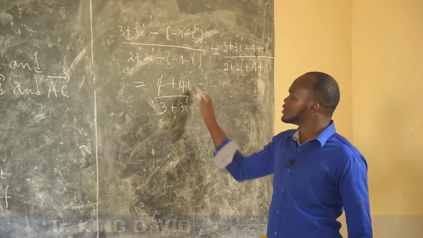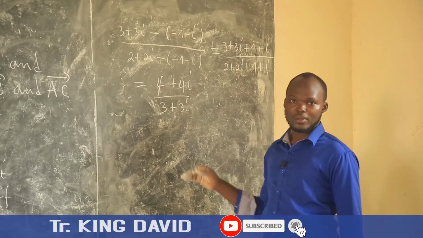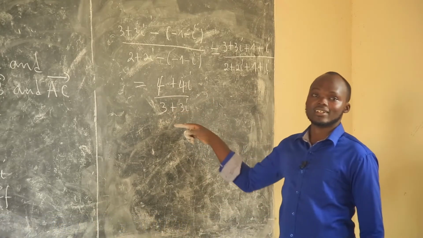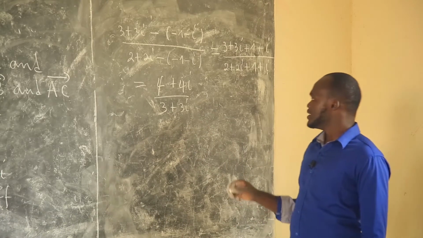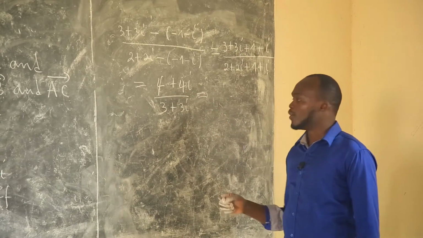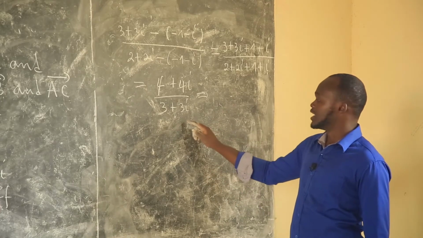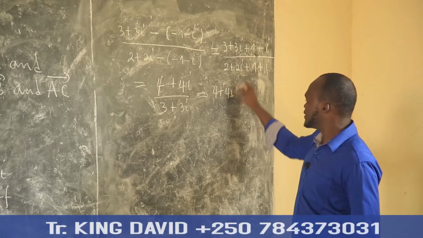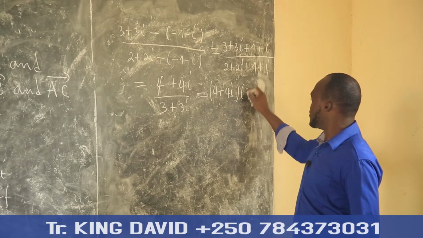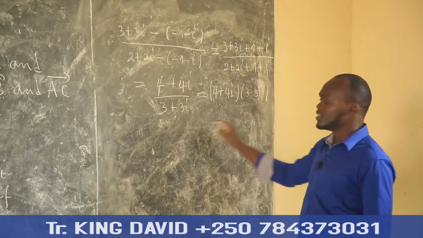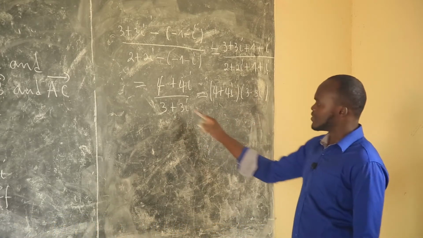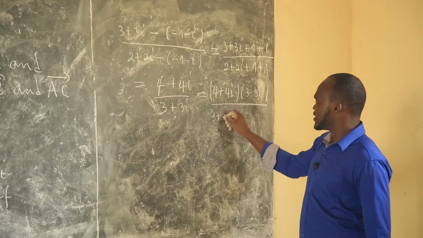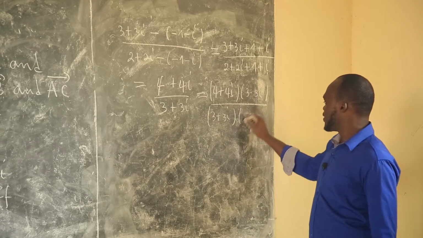So now, we are not allowed to leave the answer in this form, because this is not algebraic form. So we have to express this in algebraic form. Remember, what do we do to express this in algebraic form? We multiply up and down by the conjugate of the denominator. So that is 4 plus 4i times 3 minus 3i, because the conjugate of the denominator is negative, since you have a positive here. Then divided by 3 plus 3i times 3 minus 3i.